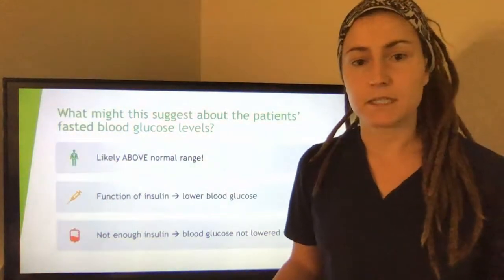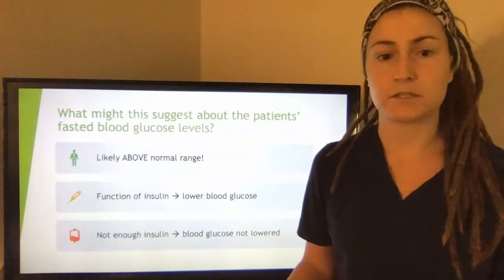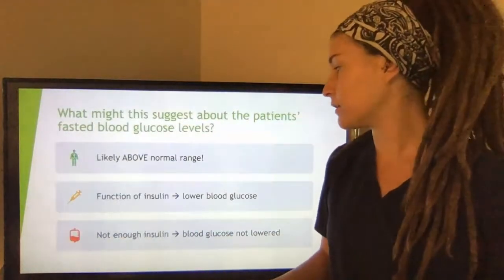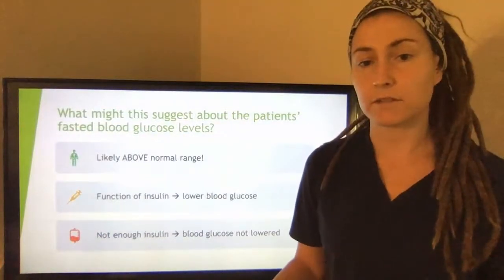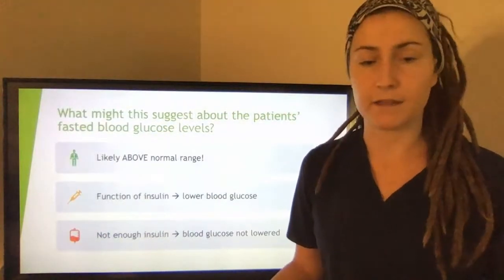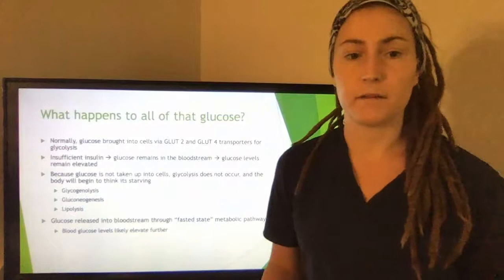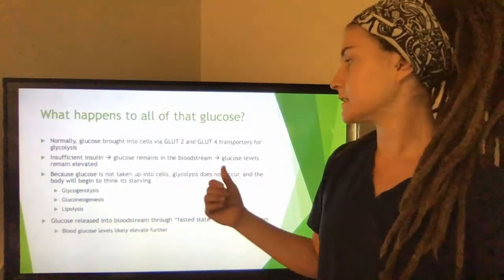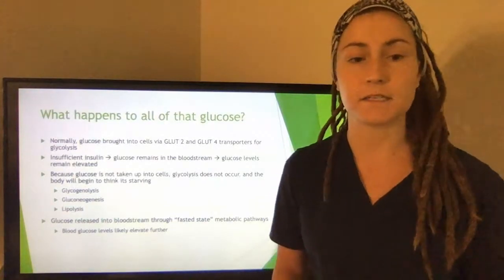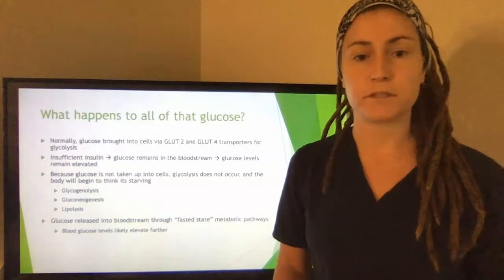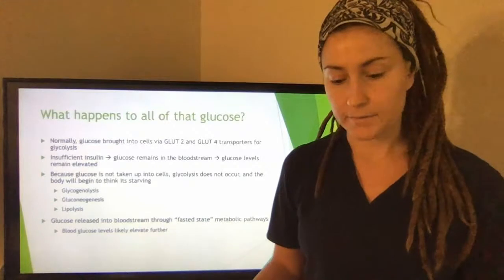What this might suggest about the patient's fasted blood glucose levels is that they're likely above normal range. Since we learned that the function of insulin is to lower blood glucose, if a patient isn't producing enough insulin, then the blood glucose levels are likely to not be lowered and are likely to remain elevated. So what happens to all that glucose circulating around in the blood? Well, normally glucose is brought up into the cells by GLUT2 and GLUT4 transporters for the process of glycolysis. If there's insufficient insulin produced, the glucose remains in the bloodstream and the glucose levels will remain elevated.